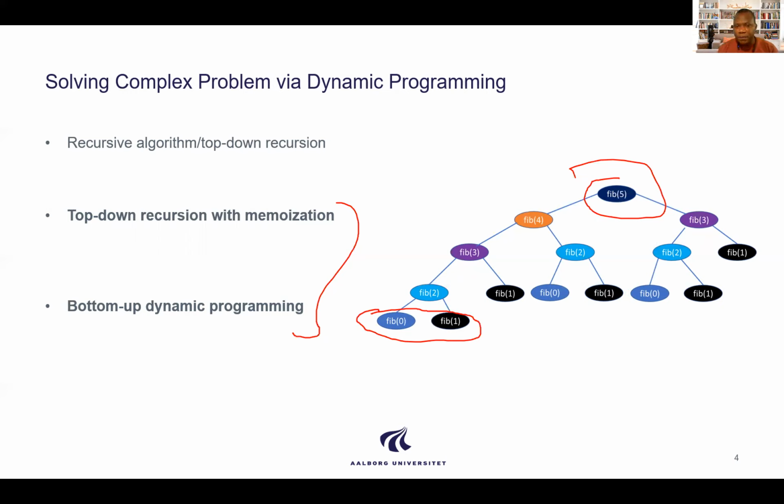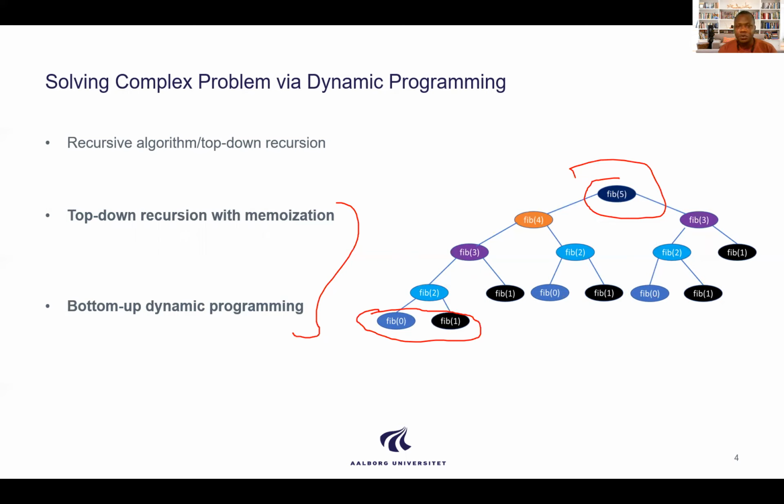the complex problem that you would like to solve, you would start from the base case for that problem and progressively compute intermediate problems, keeping the results and then fetching them when you need them again, right?